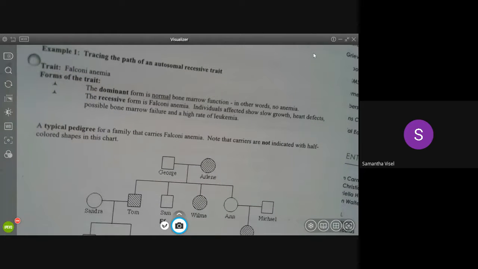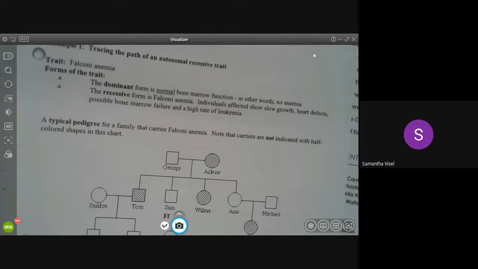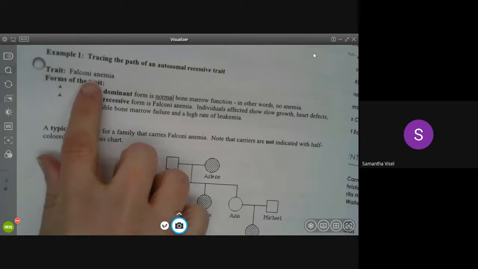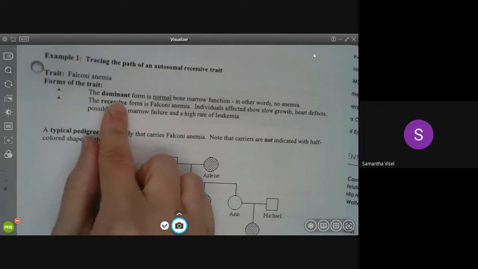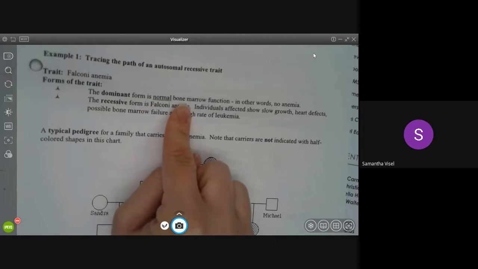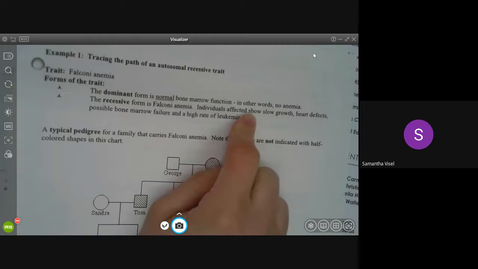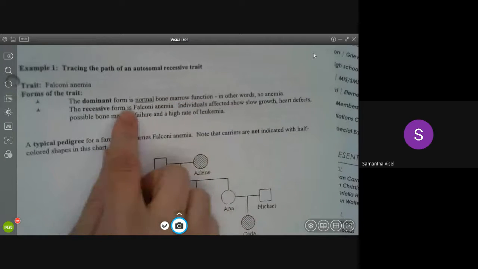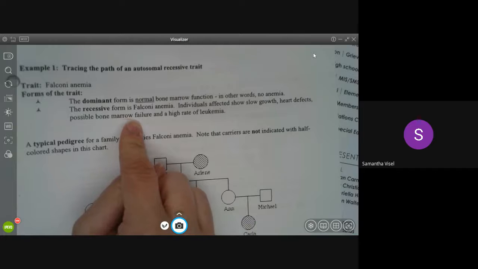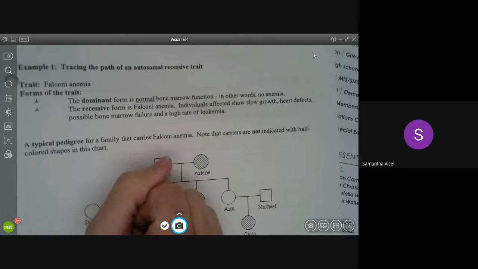So we're going to try a pedigree on our own, and this time try identifying genotypes. The trait that we're going to look for is Fanconi anemia. In this case, the dominant form is normal bone marrow function, in other words, no anemia. This genetic disorder is recessive. Individuals that have it have slow growth, heart defects, possible bone marrow failure, and a high rate of leukemia.